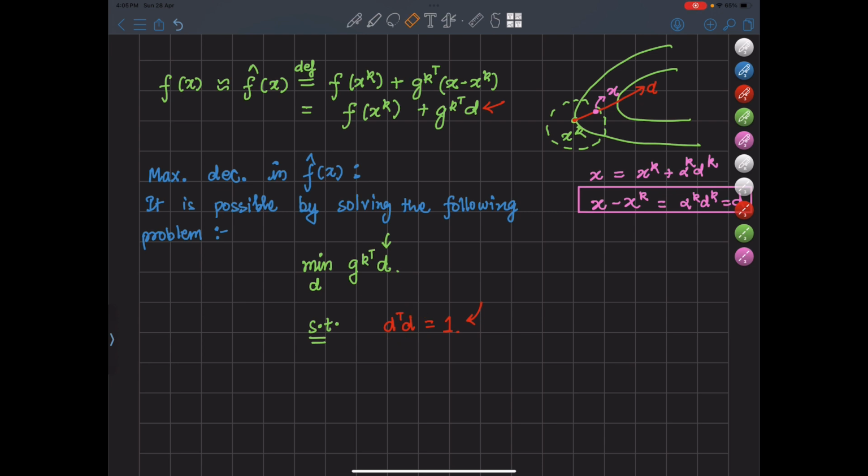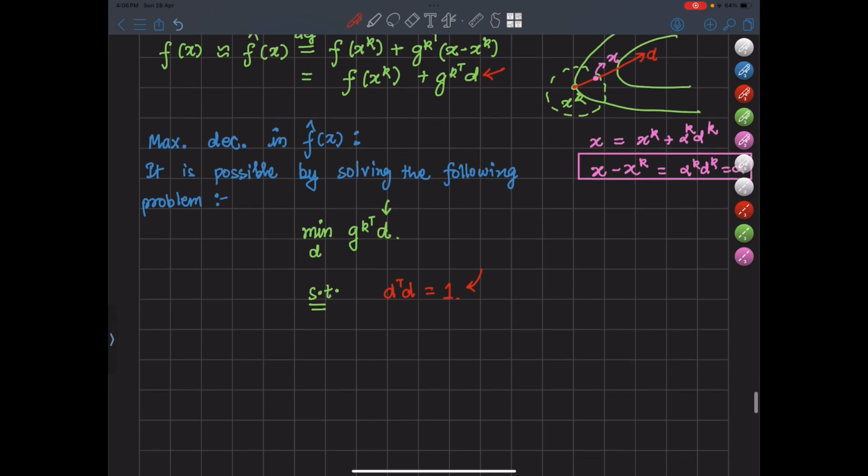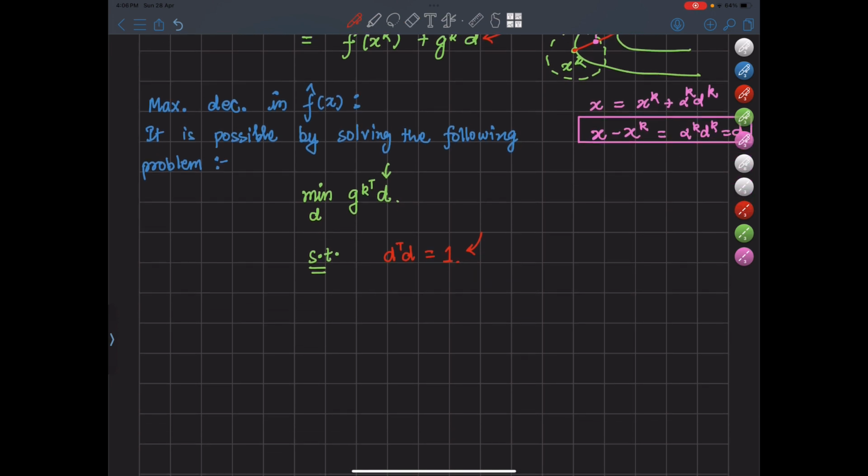So you can see, so basically you can understand this, that gk transpose d will be negative, and we want to find the minimum value of this, which when added to f(xk) will result in the maximum decrease in f hat x. So that's what we want to find. So how do we go about solving this problem?